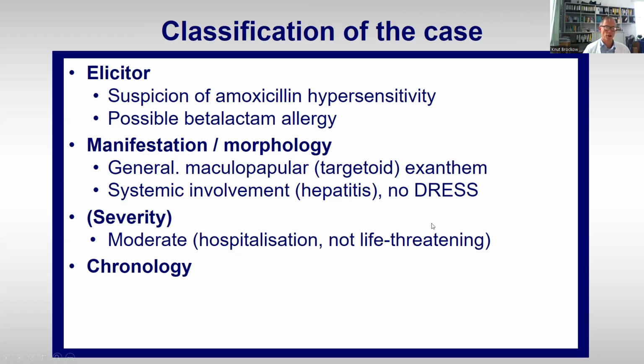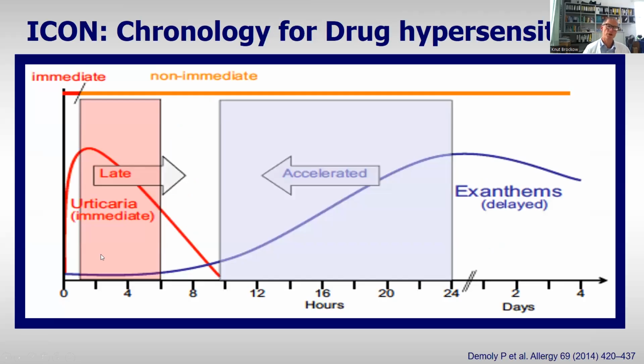Now we come to the chronology. Chronology gives you a lot of information, but it should not be the only information you get. The chronology is important because it gives you some indication about the clinical manifestation. In drug hypersensitivity, you normally have reactions which occur in the first hour, immediate, up to 6 hours after the intake of the drug. And then you have urticaria and anaphylaxis. It's called an immediate hypersensitivity reaction.